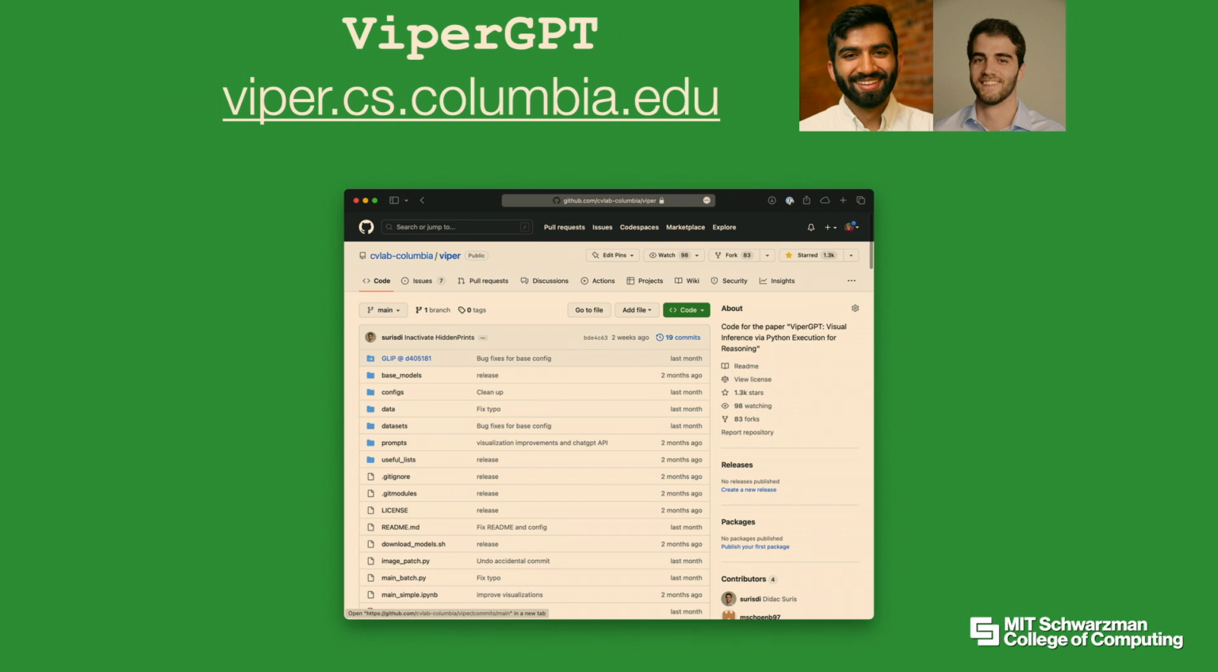And then it's just a set of API calls that you do with the language model. It could be an open source model or a closed model that has an API, and it's just a set of API calls. So that was for ViperGPT.